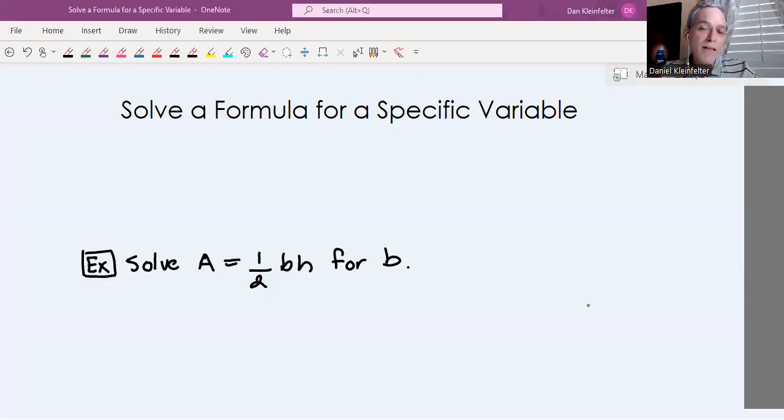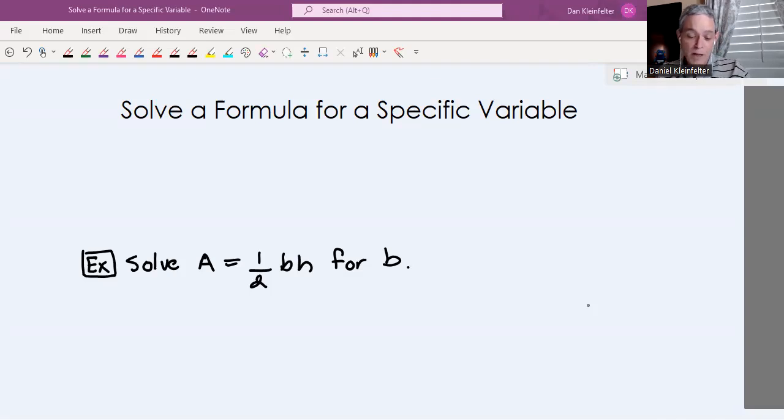Welcome back, everyone. In this video, we're going to work on solving a formula for a variable. We have a lot of experience at solving an equation, and that means find the number or numbers that make the equation true. The word solve in math has a handful of different meanings. When we say solve a formula for a variable, what is meant is we want to apply the algebraic steps that we know to rewrite a formula so that a different variable is by itself.